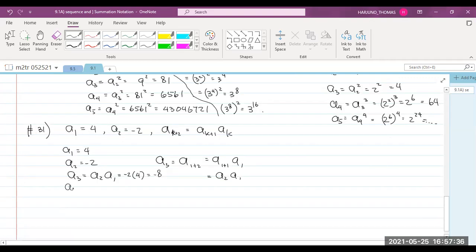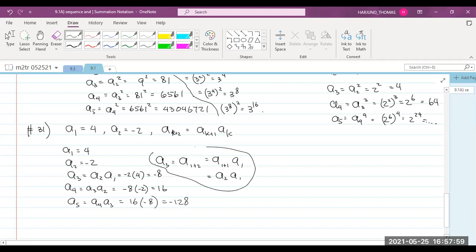Now the fourth term is a sub 3, a sub 2. That's -8 times -2, that's +16. The fifth term is the fourth term times the third term. 16 times negative 8. What's that? That's negative 128. Oh, that's what those mean.